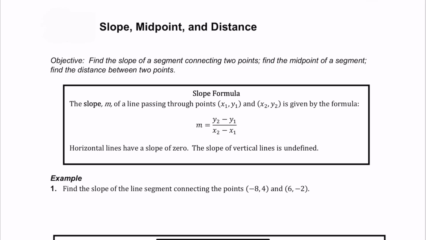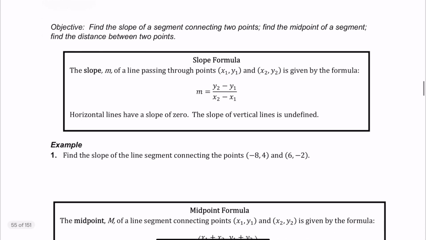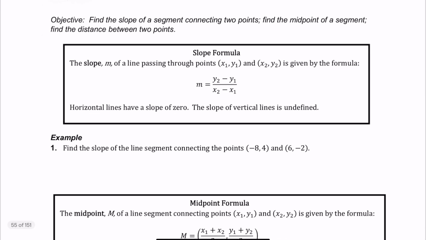Today we're working with slope, midpoint, and distance. We're going to find the slope of a segment connecting 2 points. We're going to find the midpoint of a segment, and then we're going to find the distance between those 2 points. The first formula we're going to be looking at is the slope formula.